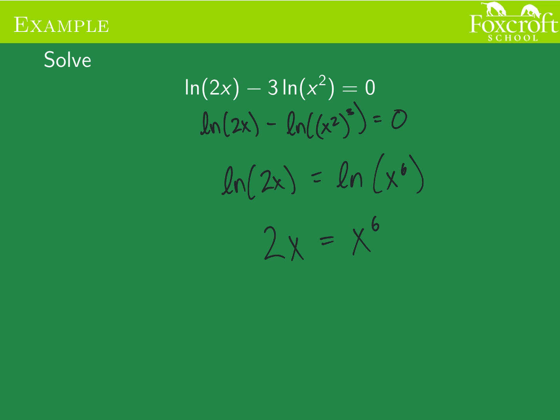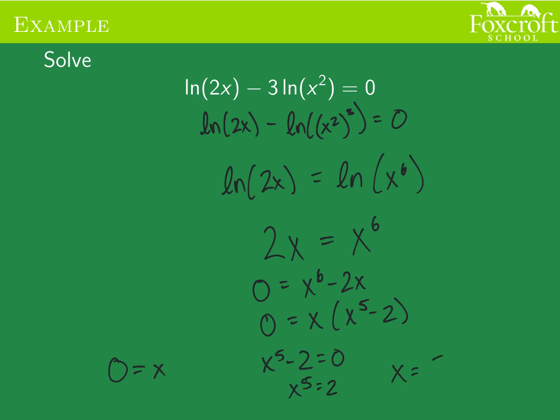To solve this formally, you would subtract this 2x to the other side, factor out an x, and then split this up into two different equations. So one is going to be 0 equals x. The other is x to the fifth minus 2 equals 0. I add 2 and take the fifth root of both sides.